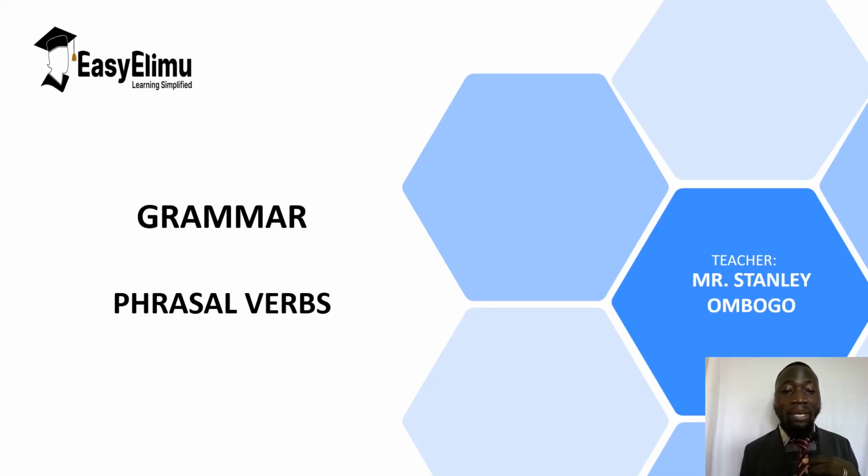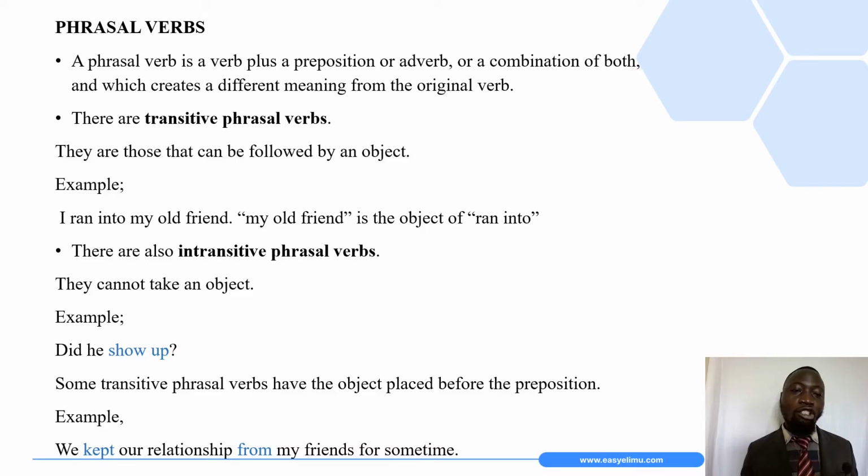So, dear students, welcome again to another interesting session. We are looking at grammar, and in today's session, we are going to look at phrasal verbs. So, talking about phrasal verbs, dear students, these are some words that are common in both spoken and informal English. They are used to indicate an action, and in most cases, they are made up of two words.